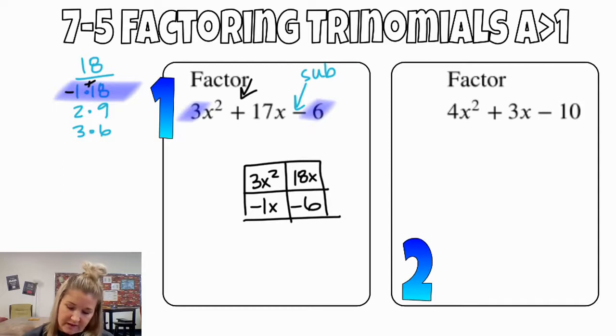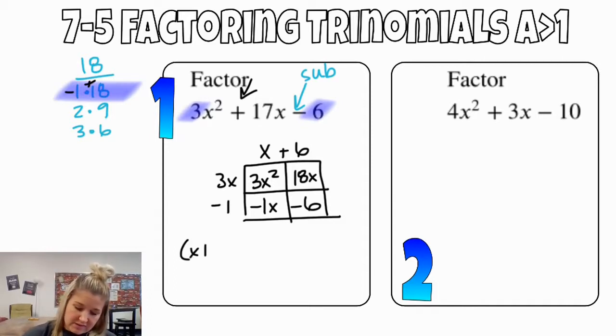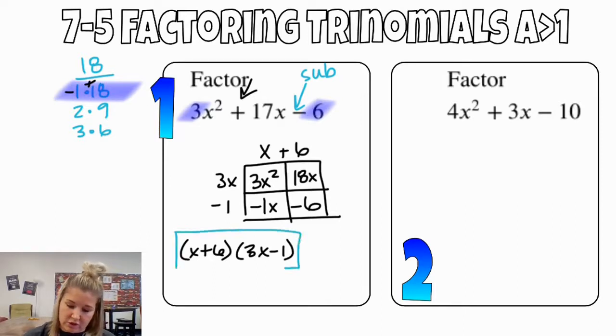I'm going to find the greatest common factor of the left column, which is just x, and the greatest common factor of the right is going to be a 6. And then from the top, we're going to have 3x and a 1 there. Now notice that I have 2 negatives on that bottom row, so this is actually going to be 3x minus 1. It's going to be a negative 1 there. And the 6 is going to be positive, because remember, when I have a negative sign in front of c, the two signs in my factors are going to be opposite. So I have x plus 6 times 3x minus 1. And this right here would be our two factors.